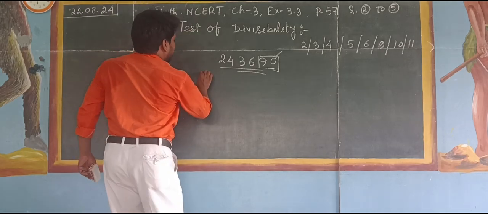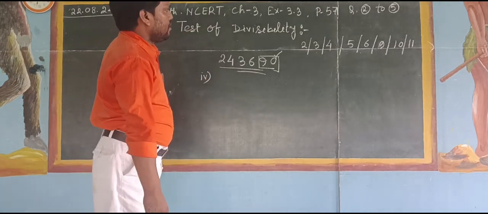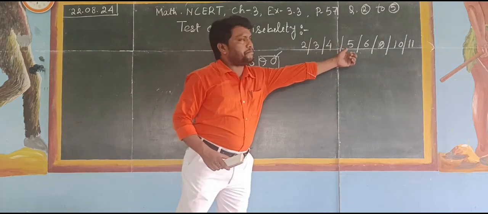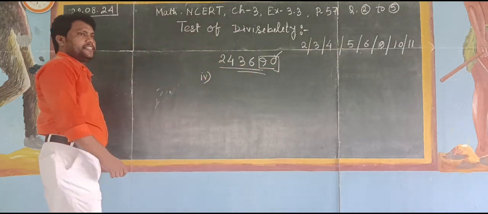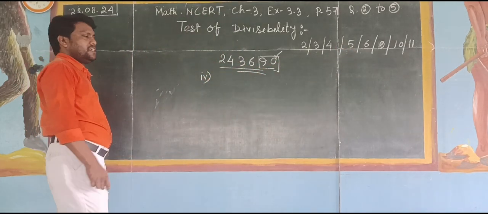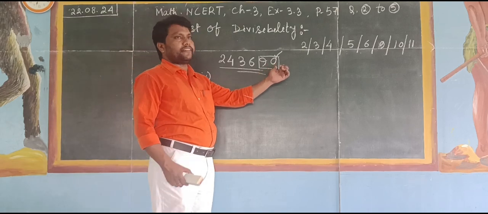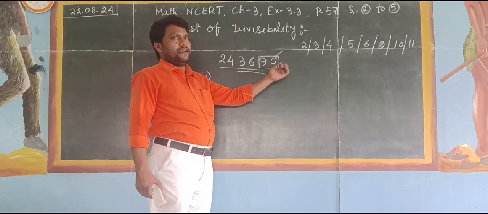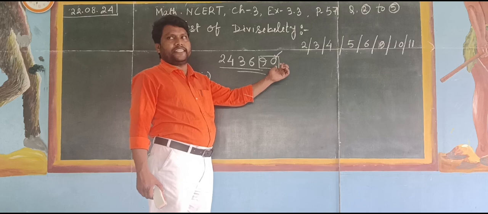Divisibility rule of number 4. Is it divisible by 5? What is the property? At first look at the ones place digit.